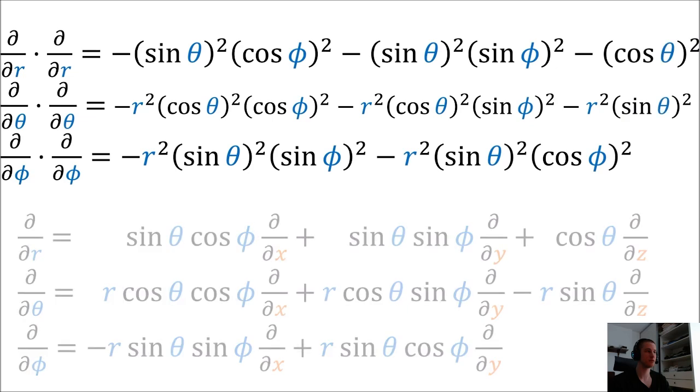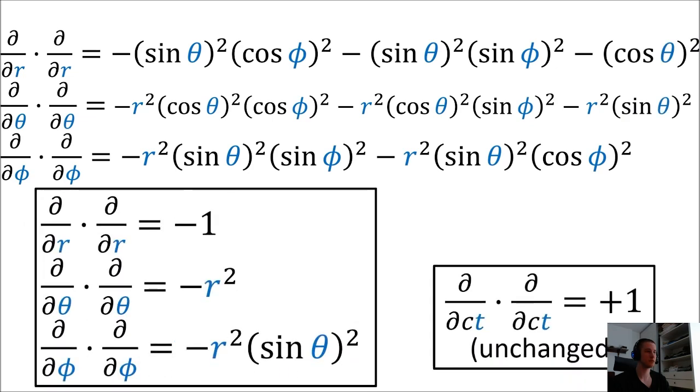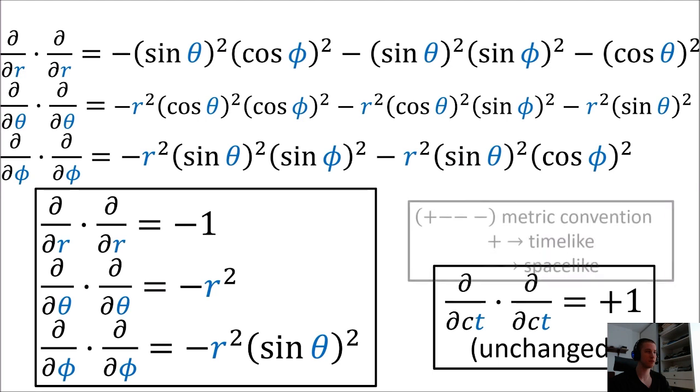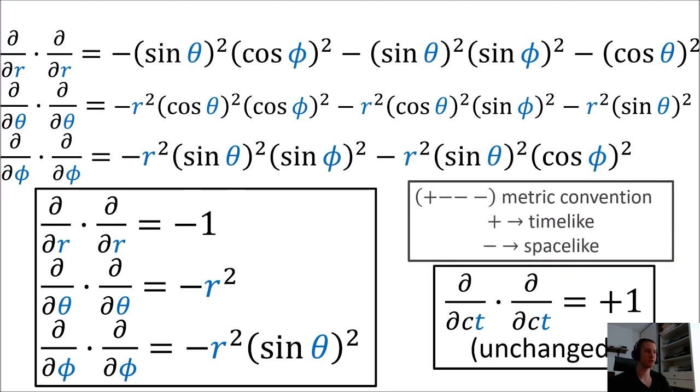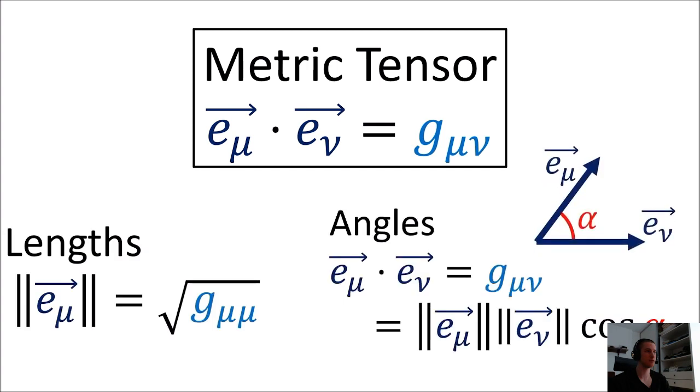If we change from the Cartesian coordinate basis to the spherical coordinate basis using multivariable chain rule and calculate the dot products of the basis vectors, we get these components for the metric tensor in spherical coordinates. The spatial dot products have negative signs in front because in our mostly minus convention for the metric, space-like vectors have negative squared lengths. Remember, the components of the metric tensor are just the dot products of the basis vectors in our spacetime coordinate system. So the metric tensor helps us measure lengths and angles in spacetime.